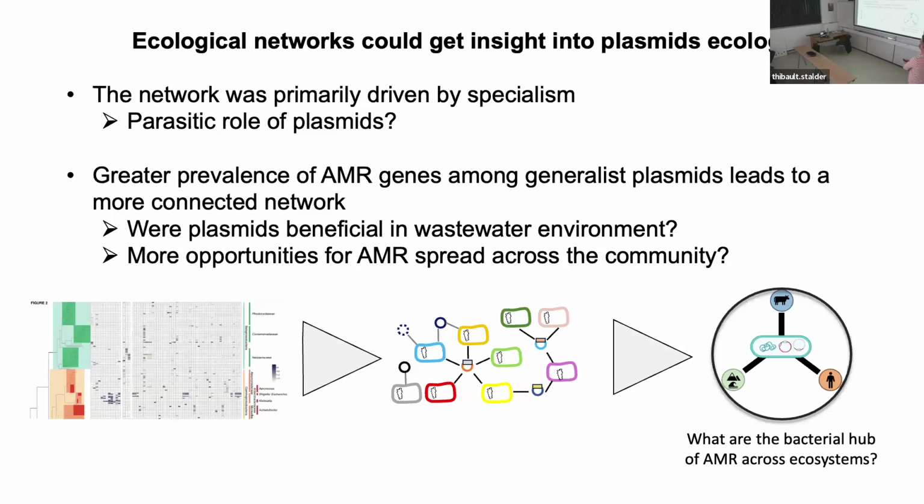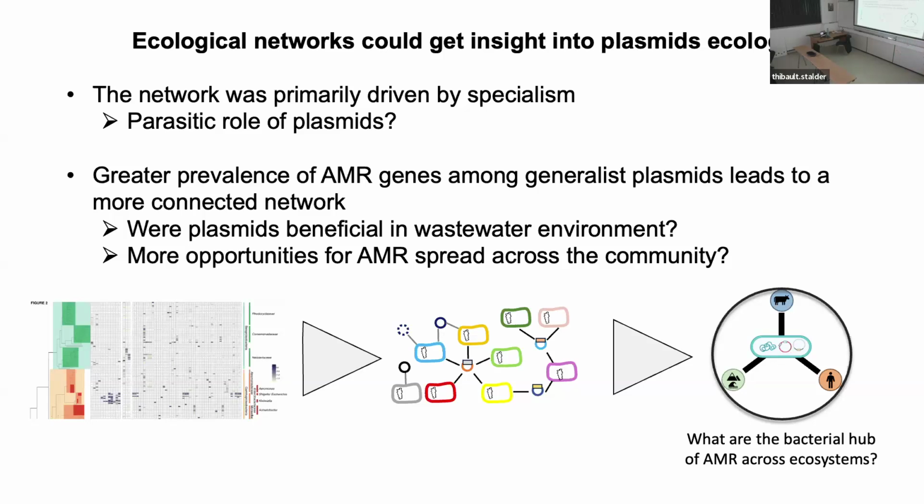So the conclusion was that these networks seem to be primarily driven by specialism. Does that mean that we have a more parasitic role of plasmids in actual environments? It's a bit of an open question. And there is a greater prevalence of AMR genes among generalist plasmids, which leads to a more connected network. That opened the question of the hypothesis we had, whether plasmids are beneficial in this wastewater environment. We don't know. We haven't measured whether this sample had a lot of antibiotics and whether there was any selection. But basically, what this result suggests is that maybe there's some sort of selection happening in this environment that makes those plasmids beneficial to the host and the community. And there seem to be more opportunities for certain plasmids carrying antimicrobial resistance to be connected over the network, so maybe more opportunity for the spread of antimicrobial resistance.